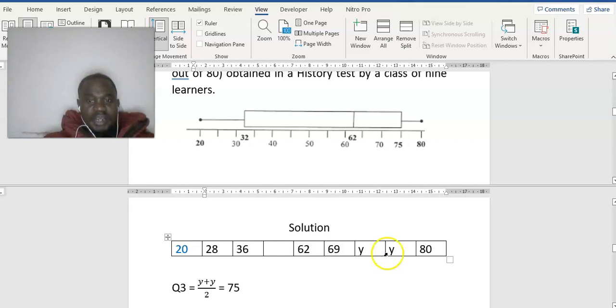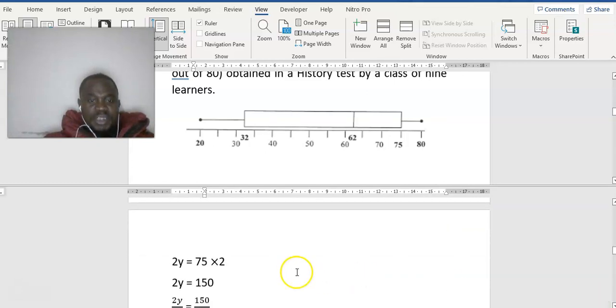So Q3 is going to be y plus y over 2, because it's in between these 2. Y plus y over 2 is equal to what? 75. How did we get 75? It was given here that Q3 is 75. Then we can easily find y. Let's find y.